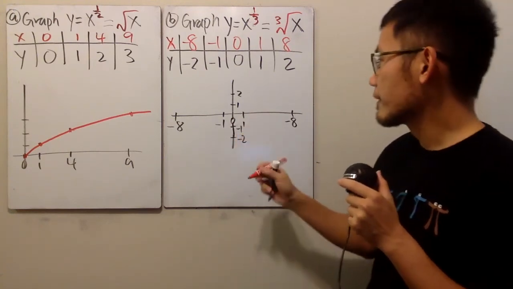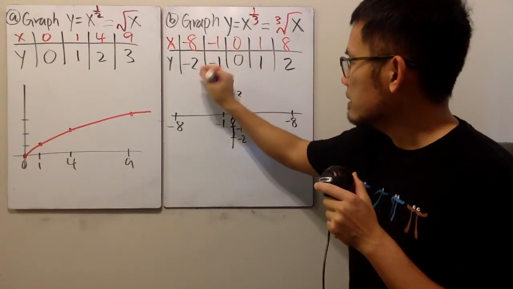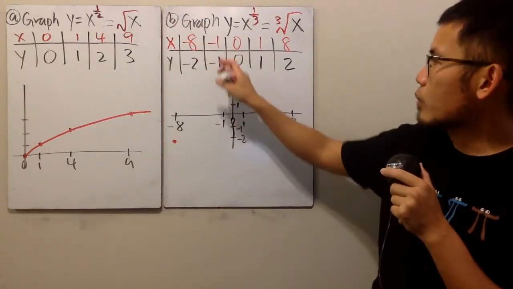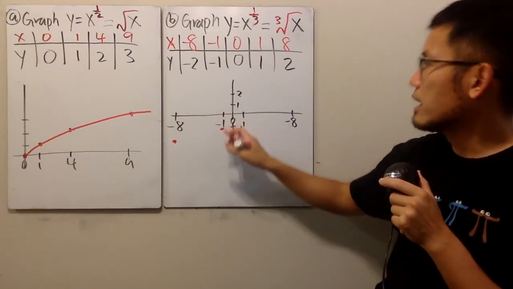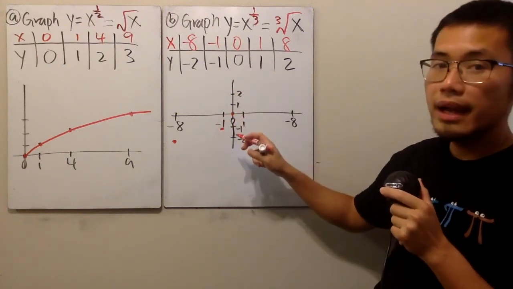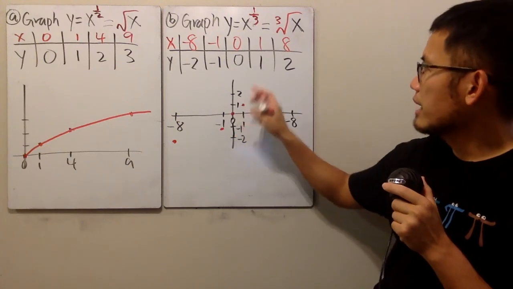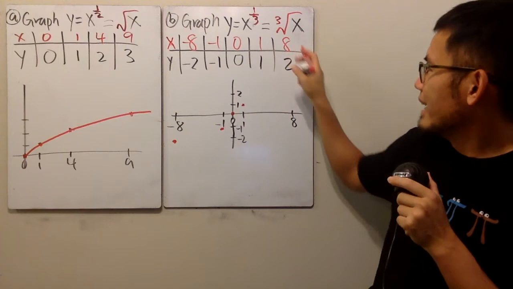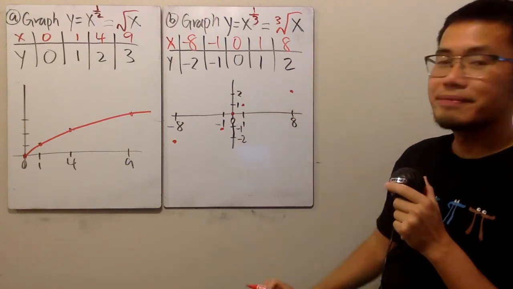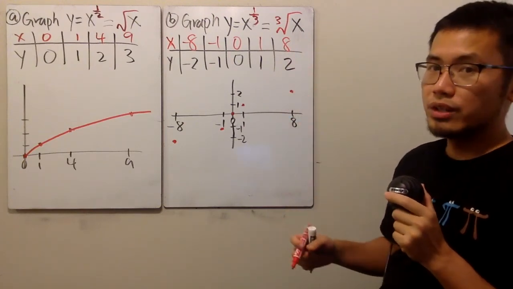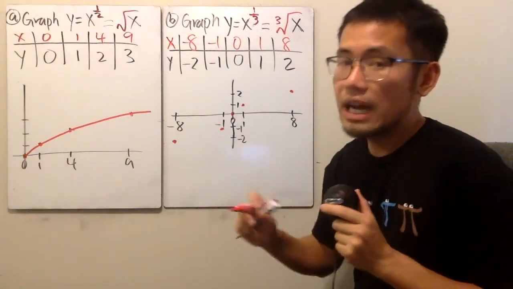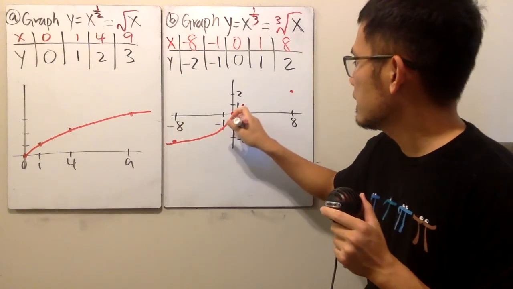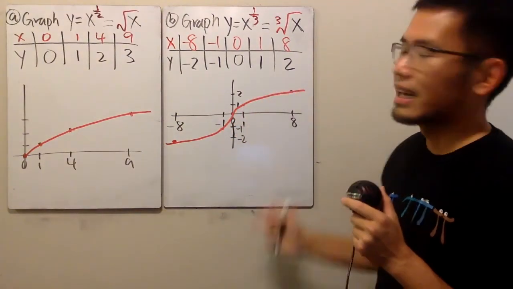We're ready to go. First, -8, -2, so it will be down here. Next, -1, -1, and then we have 0, 0, and then we have 1, 1, and then we have 8, and whoops, this should be +8. 8, 2 is like that. In the end, we're just going to connect the dots with a curve. This time, the curve looks like this. You go up like this, and then hit that, and then you turn like that.